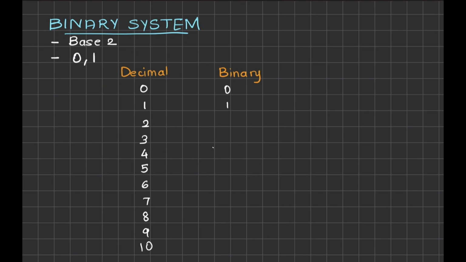So first is 0, then we have 1, after 1 comes 10, then comes 11, and the next number that we can represent with 1 and 0 is 100, then comes 101, then comes 110, then comes 111. After 111, the next number that we can represent with 1 and 0 is 1000. Then comes 1001 and 1010.